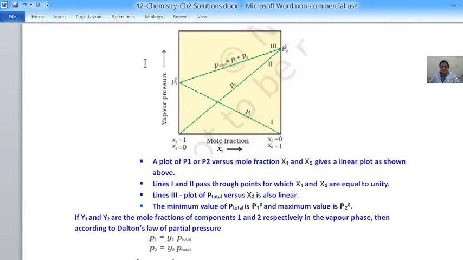Next, we will see the graphical representation, the plot of P1 or P2 versus mole fraction chi1 and chi2. Okay, so in this plot of P1 or P2 versus chi1 and chi2, we are taking vapor pressure on the y-axis and mole fraction along the x-axis.